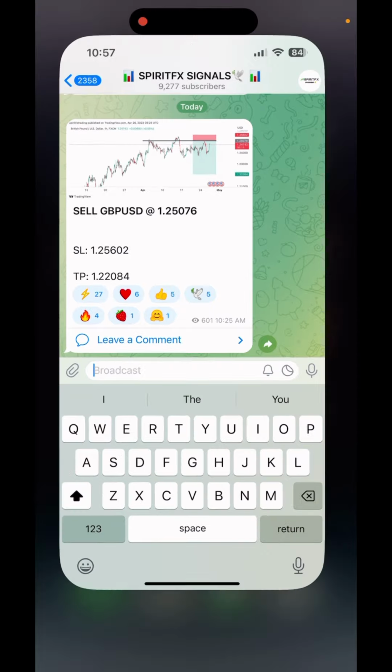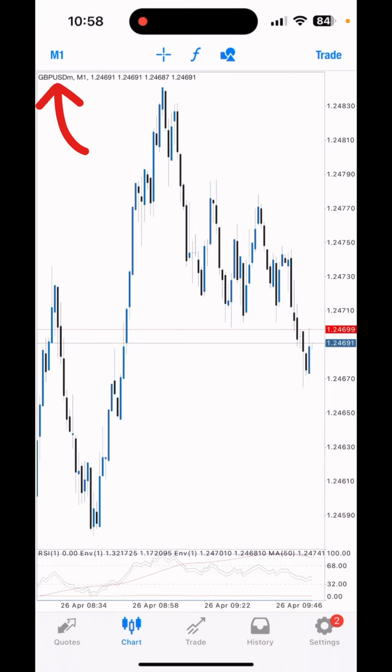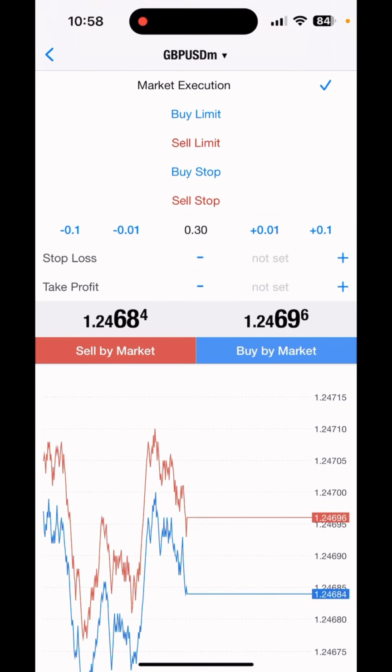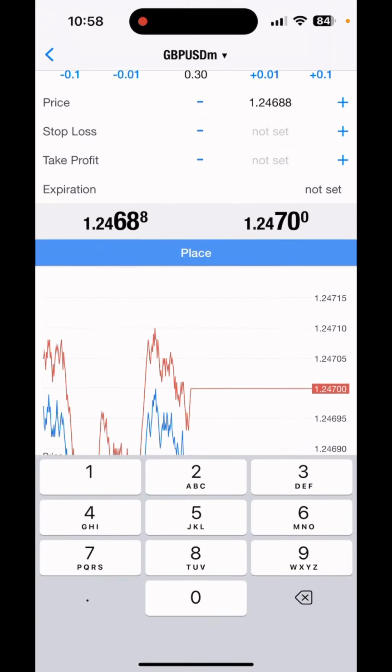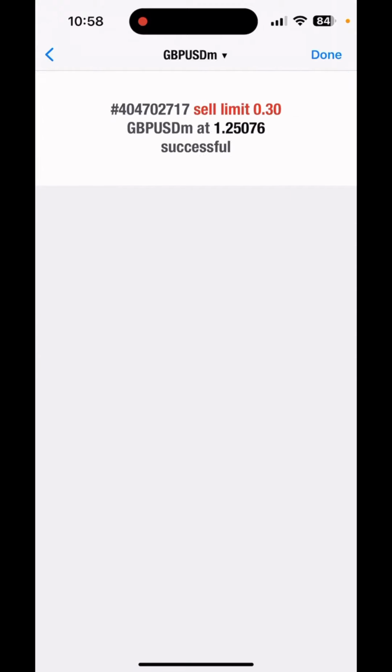Do you understand? Head to your MetaTrader. This is already GBP USD. As you can see, this is GBP USD. So you tap trade. Then instead of market execution, tap this and click sell limit, because it is a sell signal. It says sell at so and so. So you click sell limit. Now once you click sell limit, you will see on your left-hand side price, stop loss, take profit. This is where you add the price, paste it, and click place.